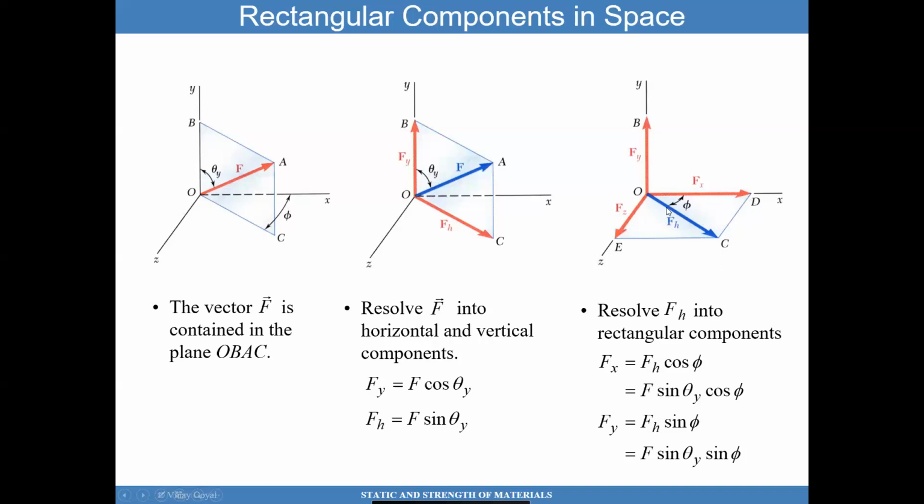But I already know that FH is F sine theta y from the previous calculation. So then Fx, this vector Fx, is basically F sine theta y cosine phi. And then Fz is FH sine phi. So I'm able to resolve it in this manner. And then now I get F sine theta y sine phi.